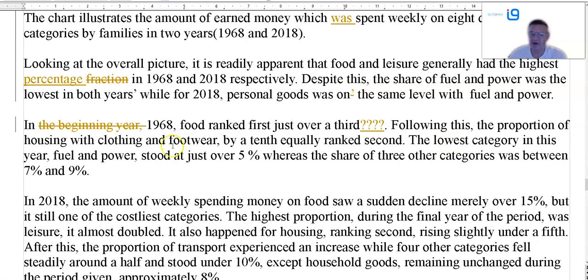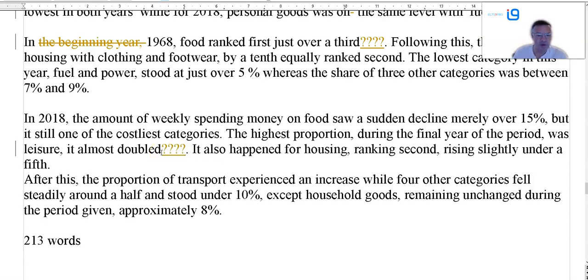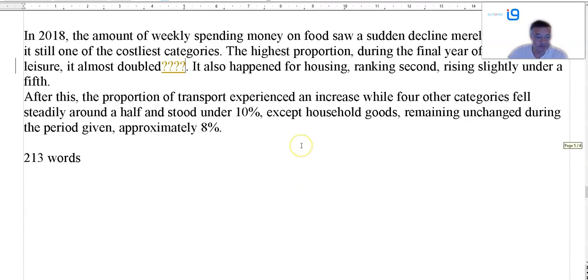second? Alright, so always went for this one decline merely. Merely? So you mean a little or slightly over 15%. Costliest category, 7 periods was leisure, so doubled again. How much? What's the figures? What's the data?